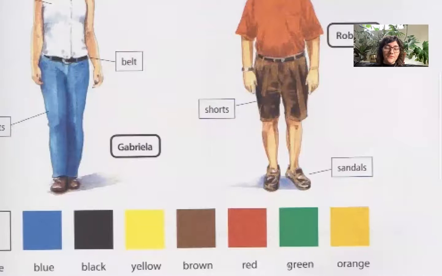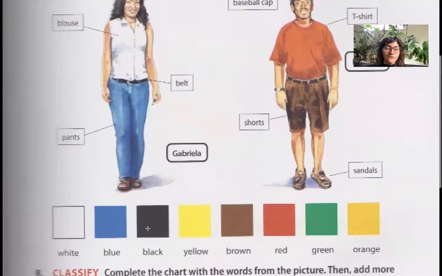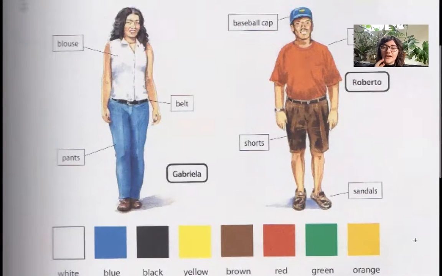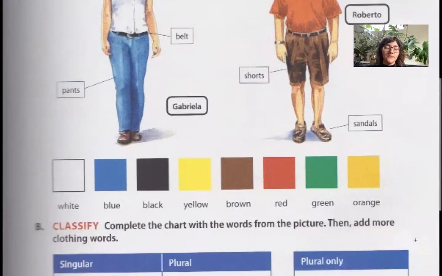Sandals. And then we have the colors, right? White, blue, black, yellow, brown, red, green, orange. The orange doesn't look super orange, but we can look and say, okay, Roberto has a red shirt. Gabriella has a white shirt. Roberto has brown pants. Gabriella has blue pants, right? Roberto has a blue hat, a blue baseball cap.